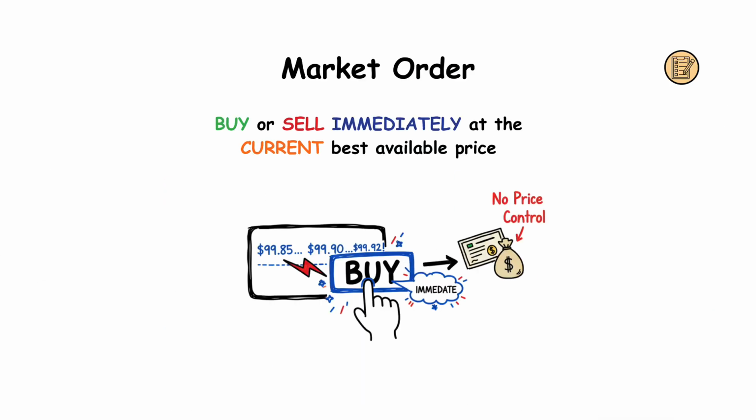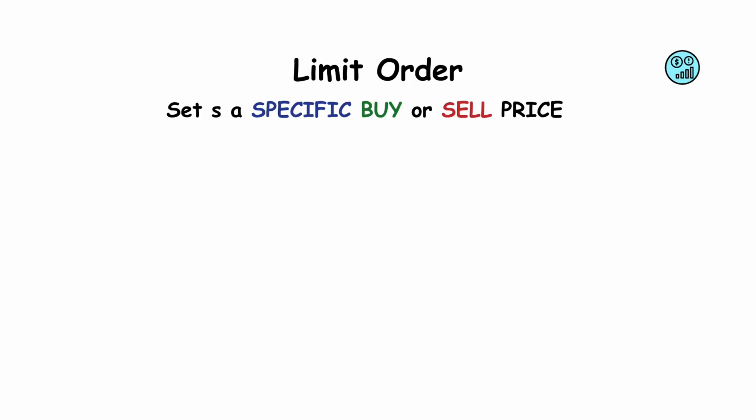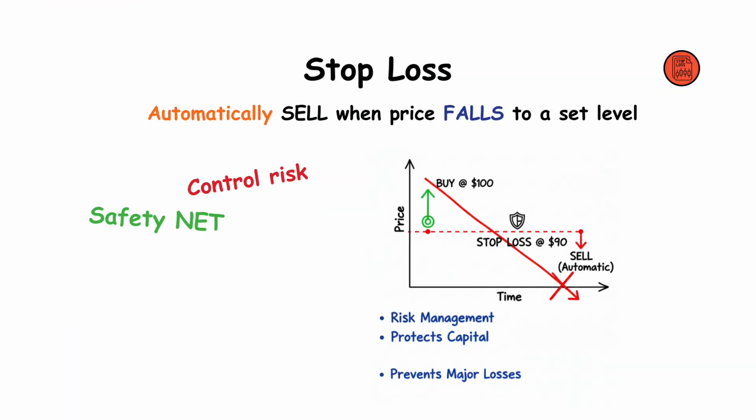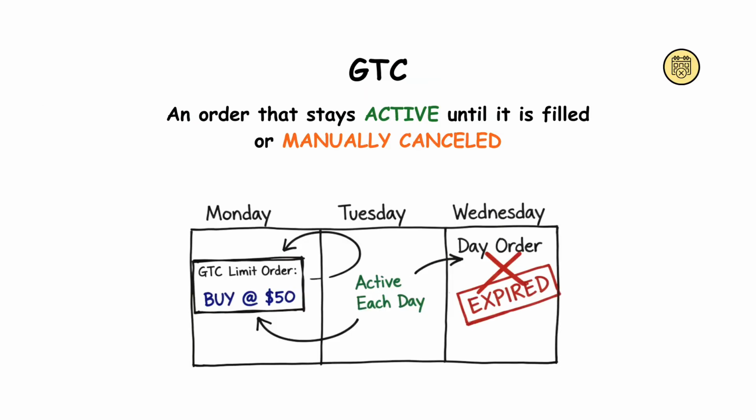Market order. A market order buys or sells at the current price. Limit order. A limit order sets a specific buy or sell price. Stop loss order. A stop loss automatically sells when price falls to a set level. Good till canceled order, GTC. A GTC order stays active until canceled by the trader.